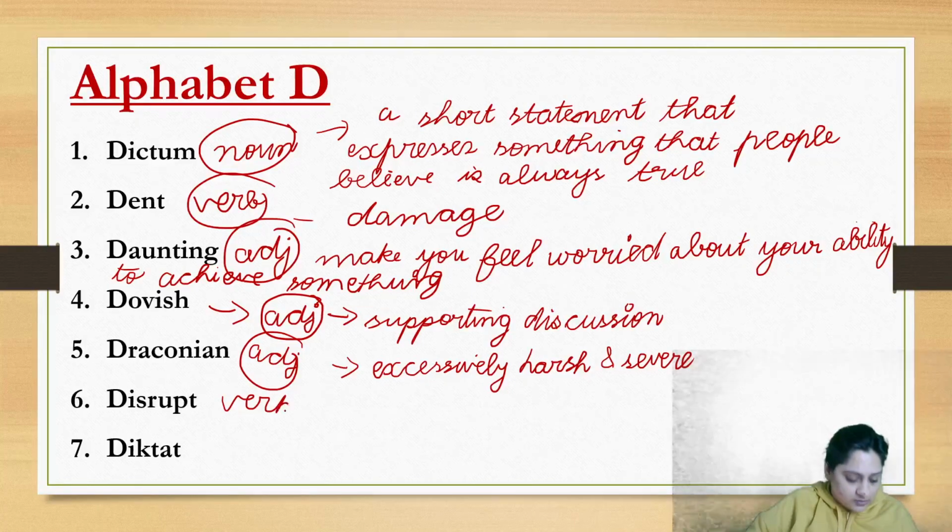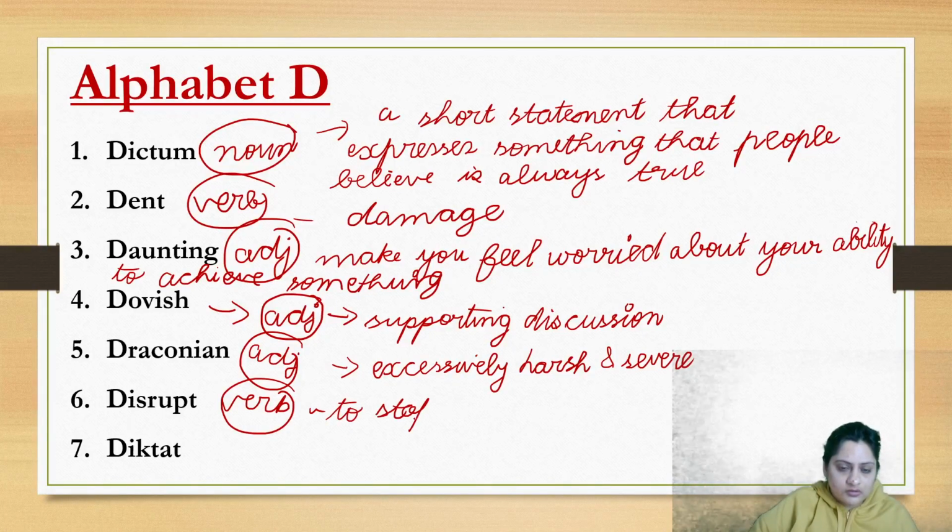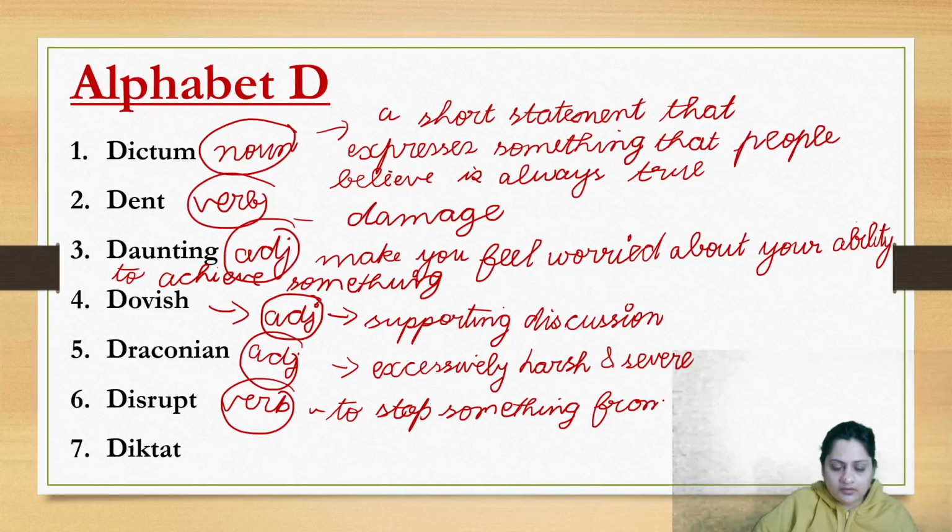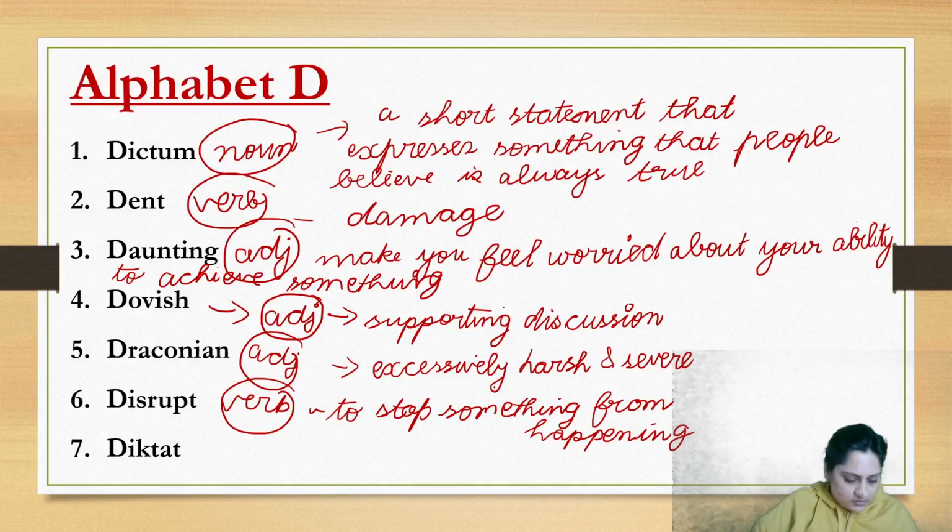Disrupt is used as a word meaning to stop something from happening. Disrupt the transaction. The strike disrupted the flights. To stop, to prevent.